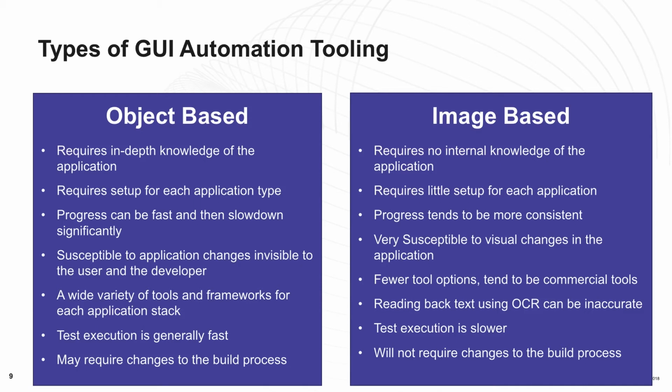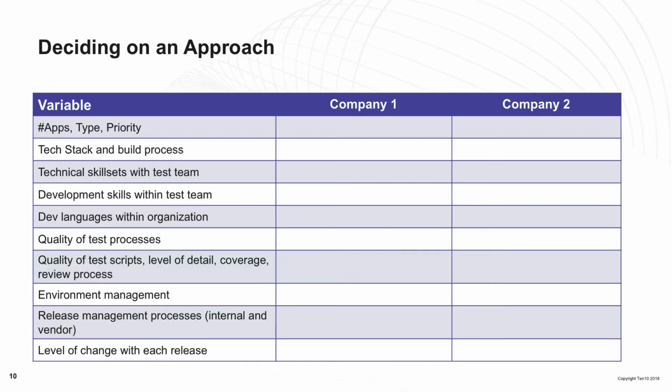If we go back then to company 1 and company 2 and the examples that we discussed before, with that in mind and me describing the different types of GUI automation tools, it should be pretty clear which one sort of aligns best to company 1 or company 2. At a high level, given that company 1 has a very small number of applications, they're all developed using the same application stack, they have the ability to modify that build process, they have access to the development teams, that very clearly points towards an object-based tool.